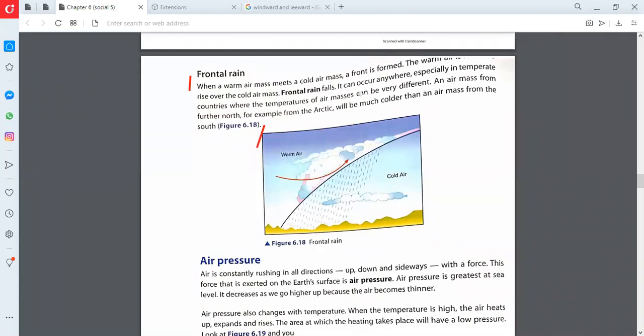Okay, so a warm air mass meets a cold air mass. Warm air is there and cold air is also there. Both have weight. Because of the cold air mass and the warm air mass, there is a formation of a front. So a front is formed when the warm air is forced to rise over the cold air mass. Why? Because remember, warm air is lighter than cold air, and cold air is heavier than warm air. So the warm air is forced to rise over the cold air mass. Frontal rain falls.